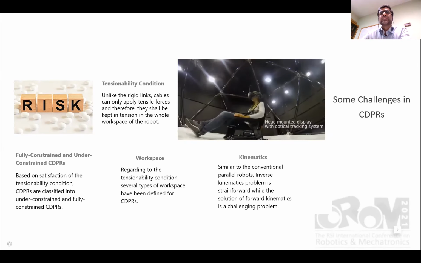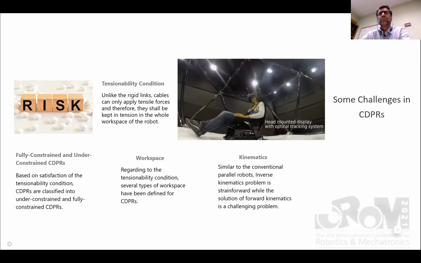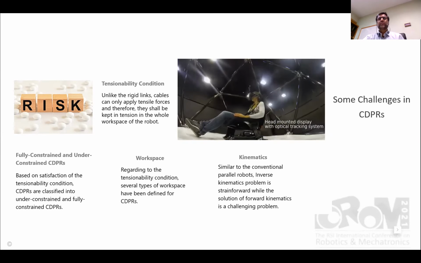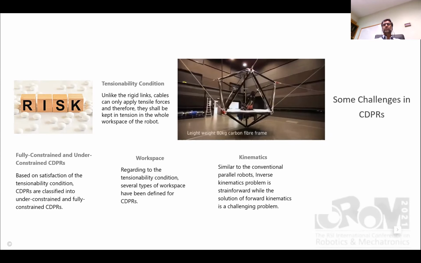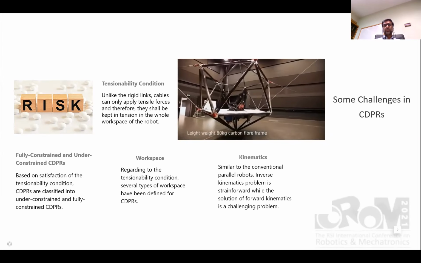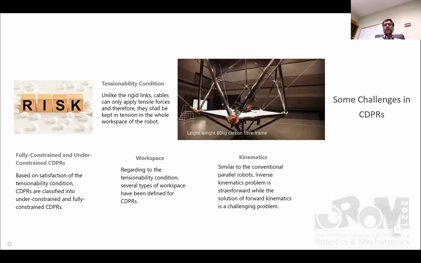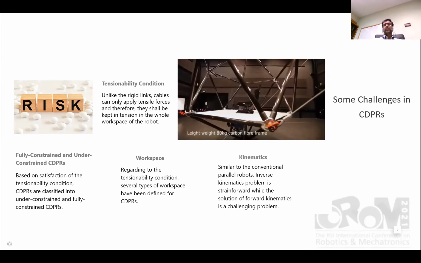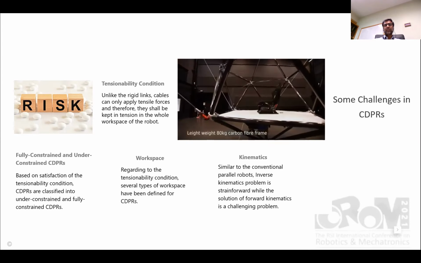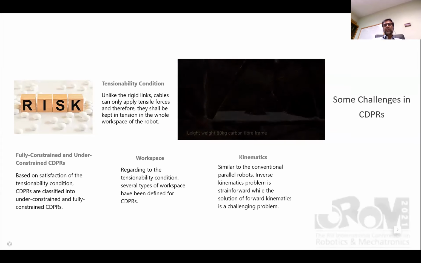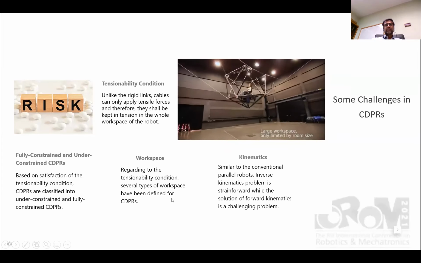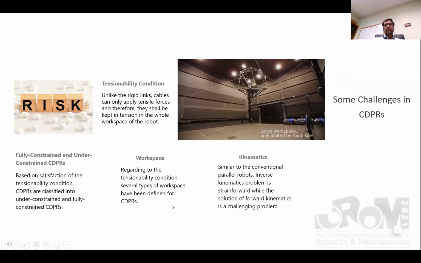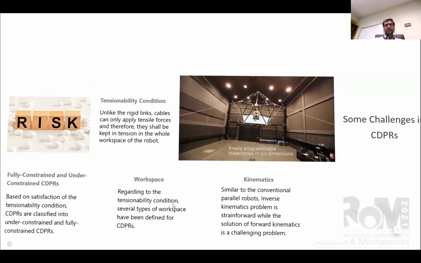From the kinematics viewpoint, similar to conventional parallel robots, the inverse kinematics problem is straightforward and simple to solve, while the solution of forward kinematics is a challenging problem. And it should be noted that when we consider the elasticity of the cables, the kinematic problem is more challenging than usual.